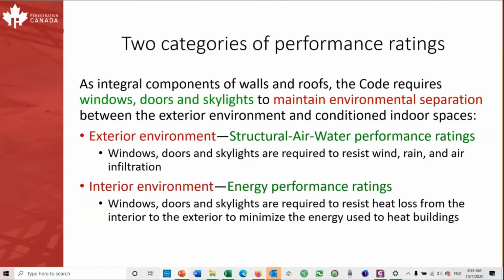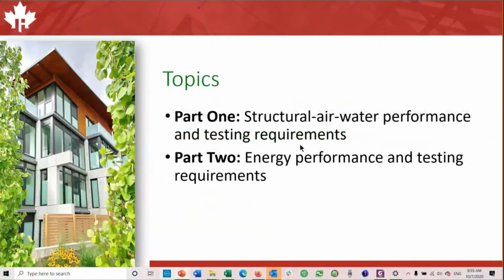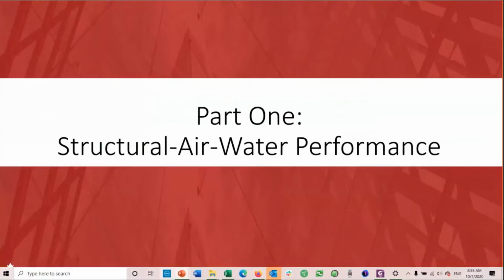With respect to the interior environment, we're concerned about the ability of the building enclosure to preserve heat, to resist the heat loss through the enclosure, through windows and doors. And here we talk about energy performance ratings. So both structural air-water ratings and energy ratings are reported on product labels and are tested to specific standards in the code. So in part one, we're going to talk about structural air-water performance and testing requirements. And in part two, we're going to talk about energy performance.